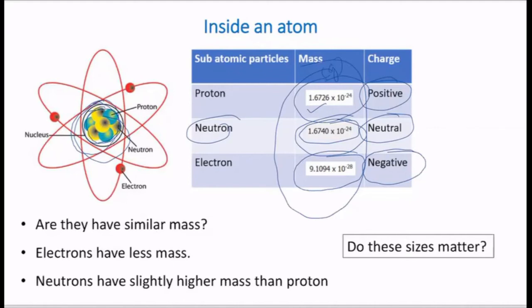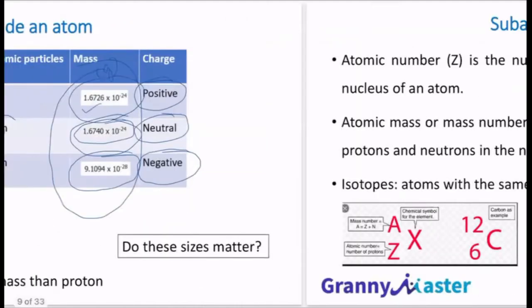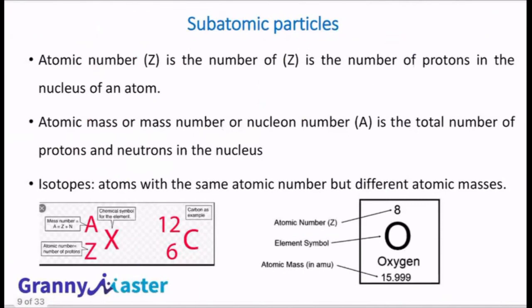Protons and neutrons are in the nucleus, so we can call them nucleons. Nucleons are the subatomic particles present in the nucleus. Now, more information about the atom. You have studied all these things in your school.